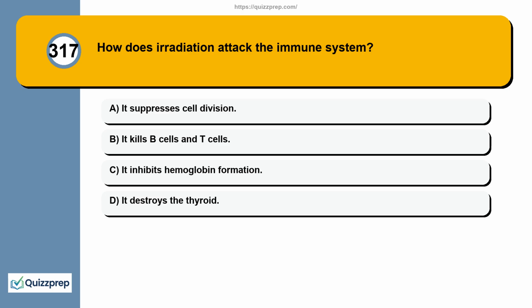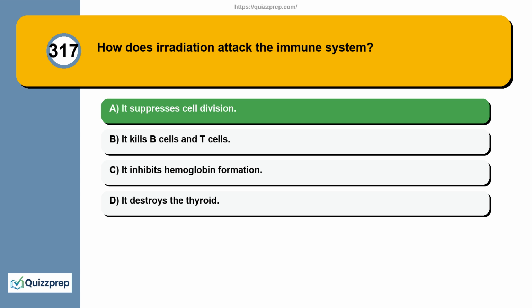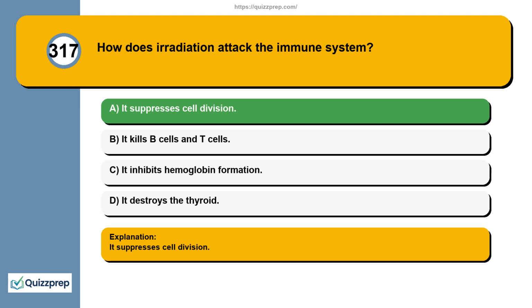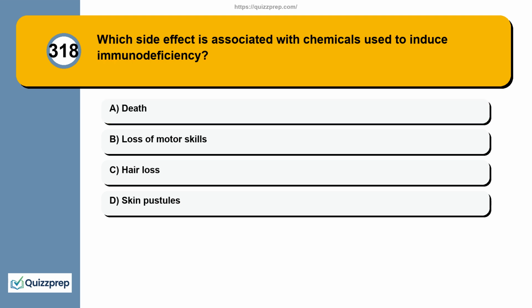Question 317. How does irradiation attack the immune system? Option A, it suppresses cell division. Option B, it kills B cells and T cells. Option C, it inhibits hemoglobin formation. Option D, it destroys the thyroid. The correct answer is option A, it suppresses cell division.